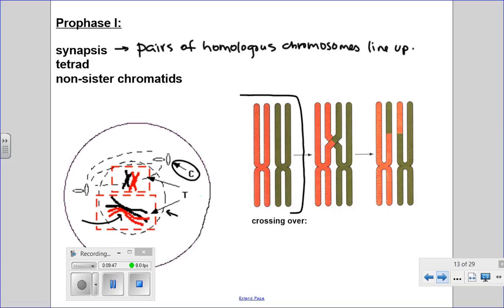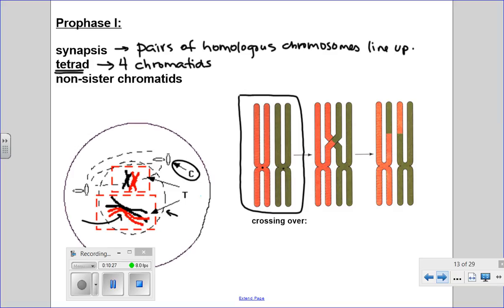So this little section here is illustrating synapsis. There are two pairs. So I have the red ones and the green ones. This is synapsis. They're next to each other. They're meeting up. When the pairs of homologous chromosomes line up, we form a tetrad. Tetra means four. If you remember from like Science 10 when you're naming molecules, tetra means four. So in a tetrad, there are four chromatids.